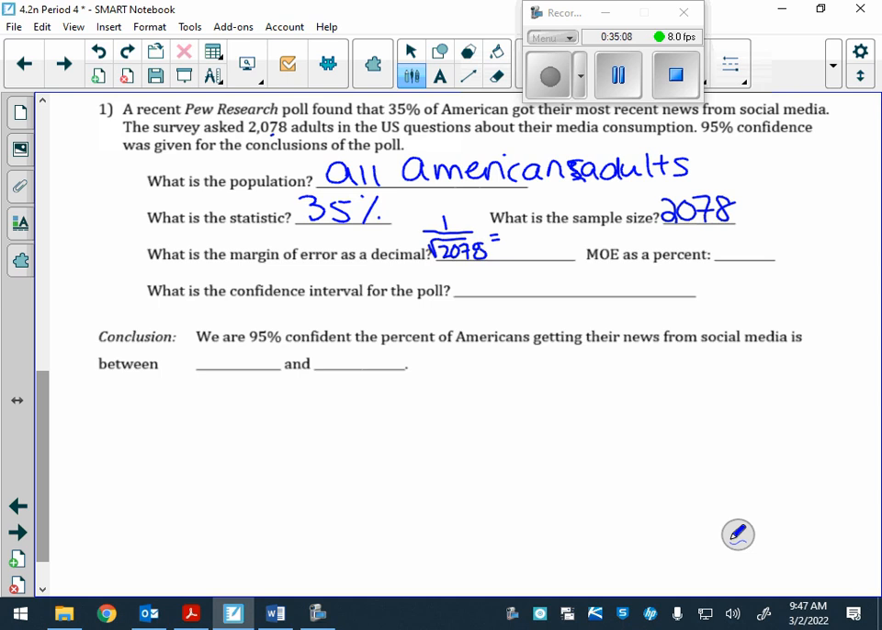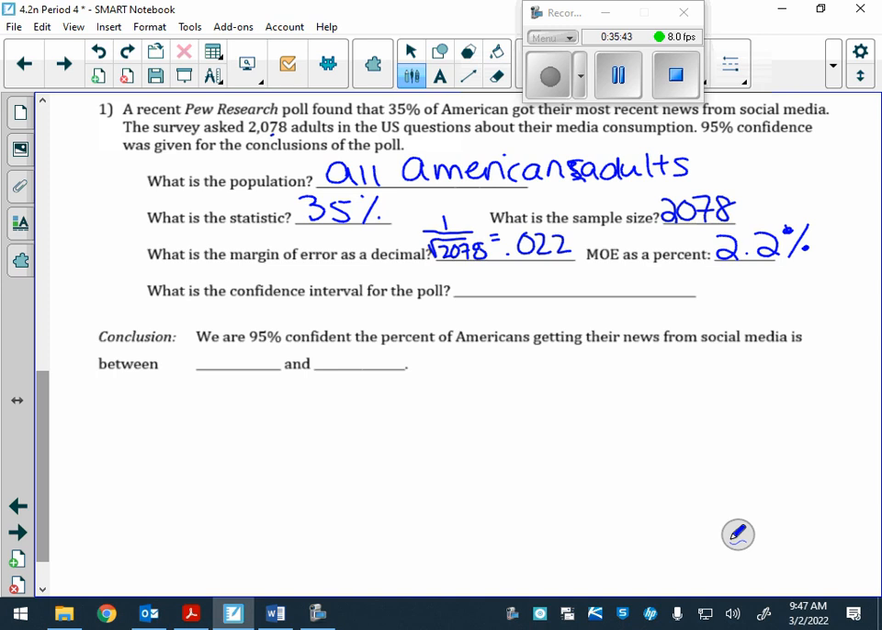What is it as a decimal? God bless you. Okay. David? What did you get? Okay. 0.022 as a decimal, right? How would I write that as a percent? Kaden? 2.2%.